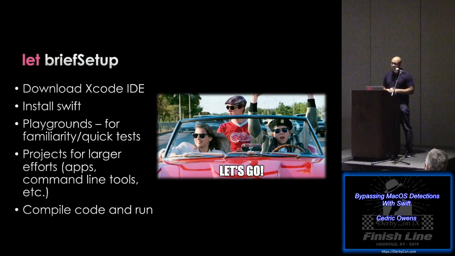So the quick steps that I took when getting started down this road: I downloaded Xcode from the App Store for macOS. It installed the corresponding version of Swift based on whatever version of Xcode you download. I used Playgrounds initially just to get familiar with an idea or a concept or syntax. Once I got comfortable, I then migrated over to projects like an app package or a Mach-O binary, built the code, and then compiled it and executed it so I have my binary.